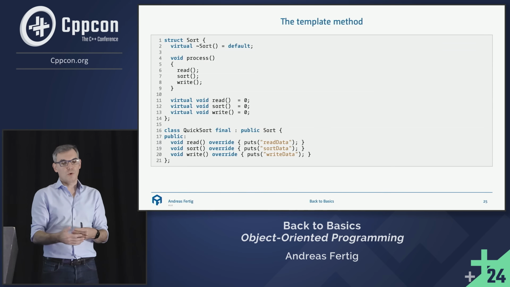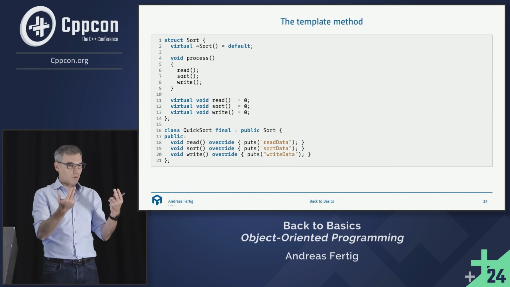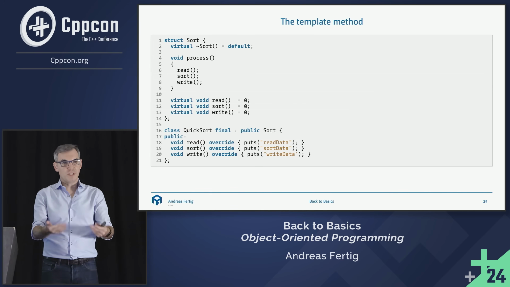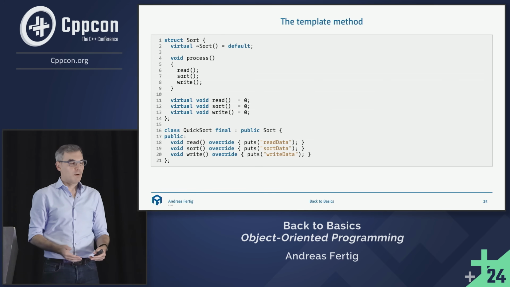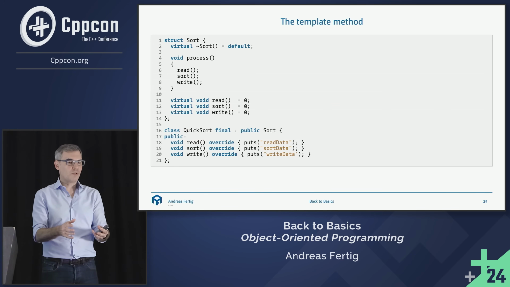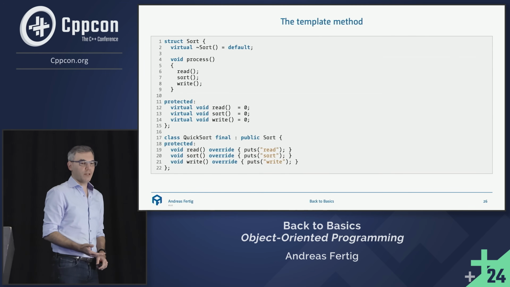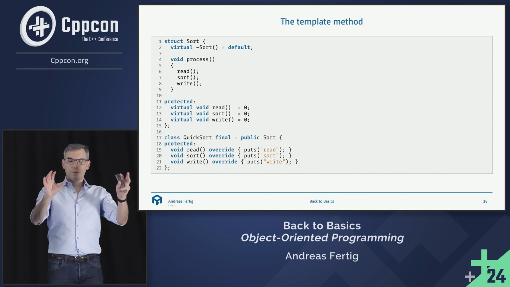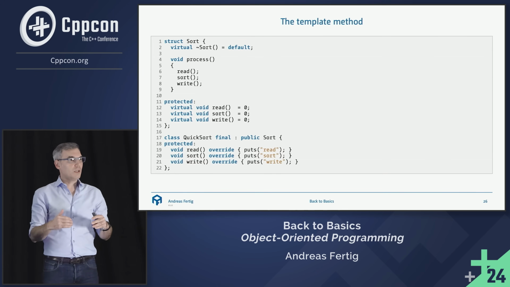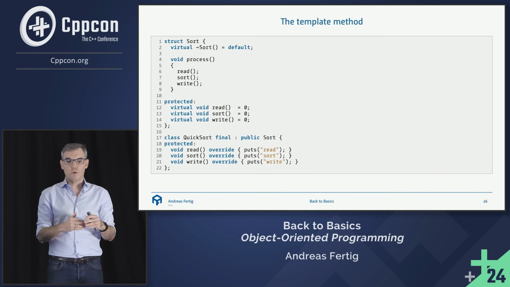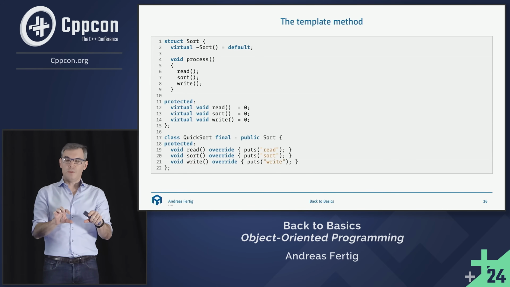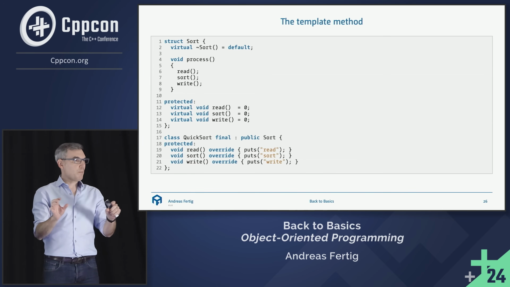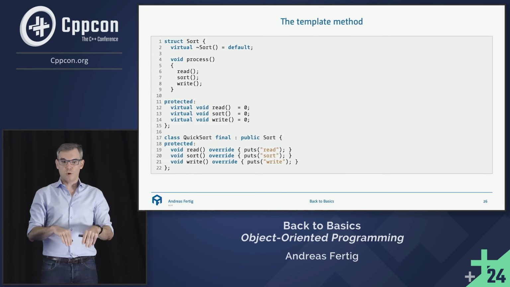The problem now is users see, via the IDEs or with their own eyes, there is read, sort, and write, and they might be tempted to invoke them, right? But we do not really want to expose the three member functions here. They are just there to make our implementation work. So what a template method now says and does is we still have this function process. It still calls the member functions in the correct order, but we move the virtual member functions read, sort, and write to the protected scope, making them unreachable by anybody else than a derived class.